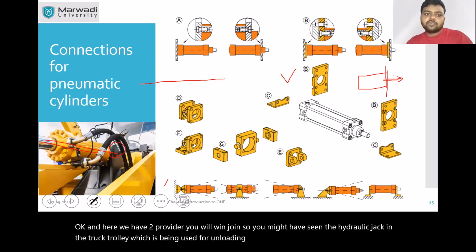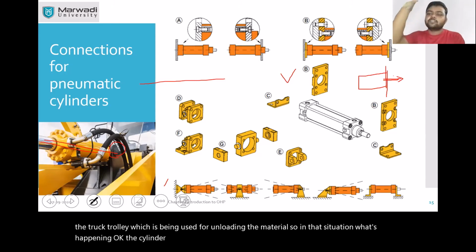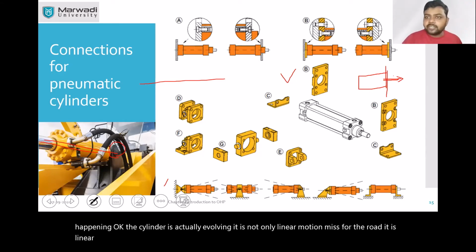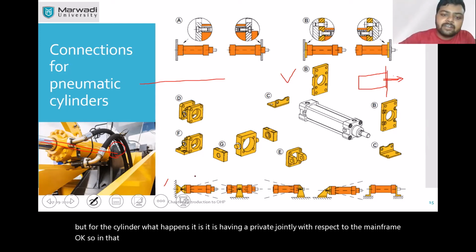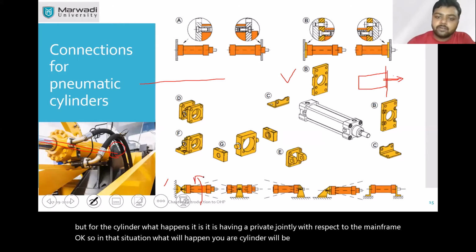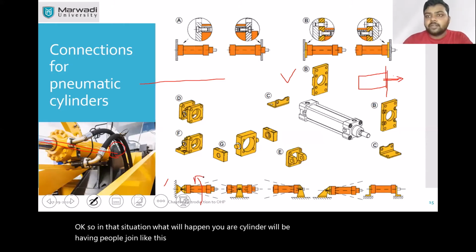So in that situation, what's happening? Okay, the cylinder is actually evolving. It is not only a linear motion. For the rod it is linear motion, obviously, but for the cylinder, what happens? It is having a pivot joint with respect to the main frame. So in that situation, your cylinder will be having a pivot joint like this. Your installation will be entirely different.